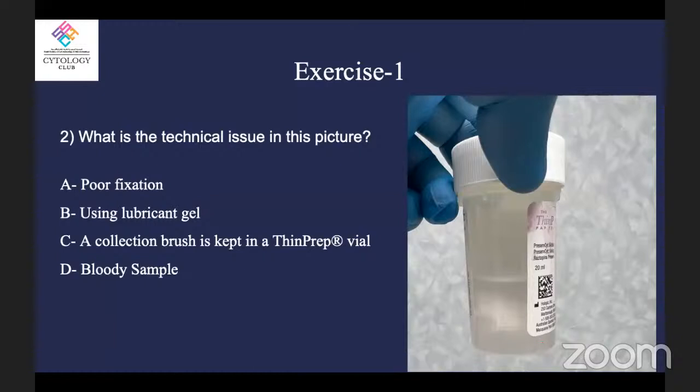We do have half of them with option B and half with option C. Please, Mr. Abdulaziz, elaborate on this. Okay, so yeah, the correct answer actually is C, the collection brush kept in the ThinPrep vial. As we see here, for the ThinPrep vial, you have to check it before starting processing. So this will affect the cellularity of the specimen.